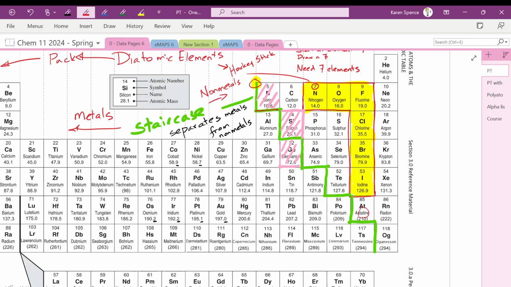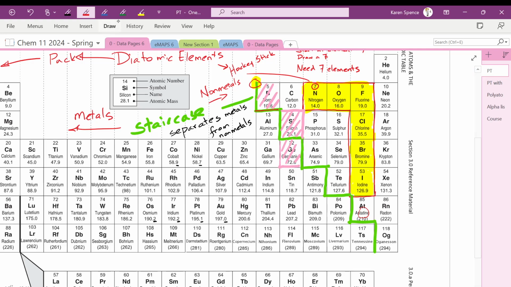But it should make sense to you, because what do you know about aluminum? Aluminum is a what kind of element? Think about aluminum foil. Is it metal, non-metal, or metalloid? It's a metal. It's shiny. Yes, it's a solid. Aluminum is a metal.